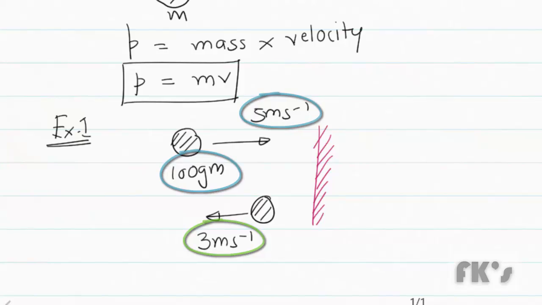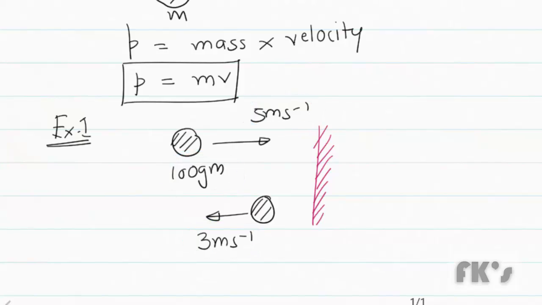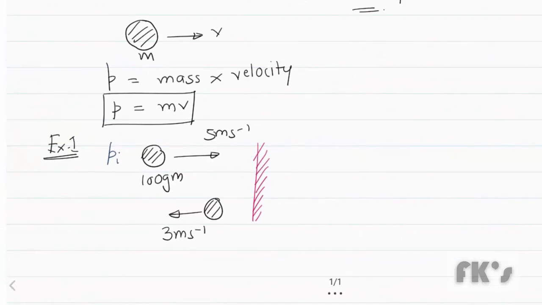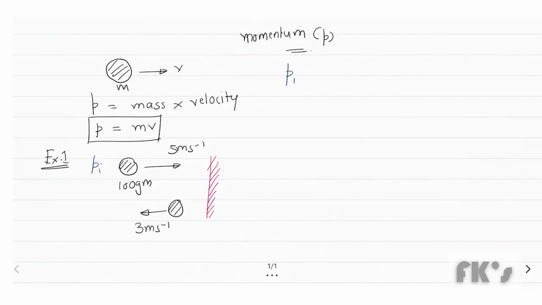I'll assume that before colliding with the wall, the momentum of the ball is pi. That's the initial momentum, so pi stands for initial momentum. While it rebounds from the wall, I would assume pf to be the final momentum.